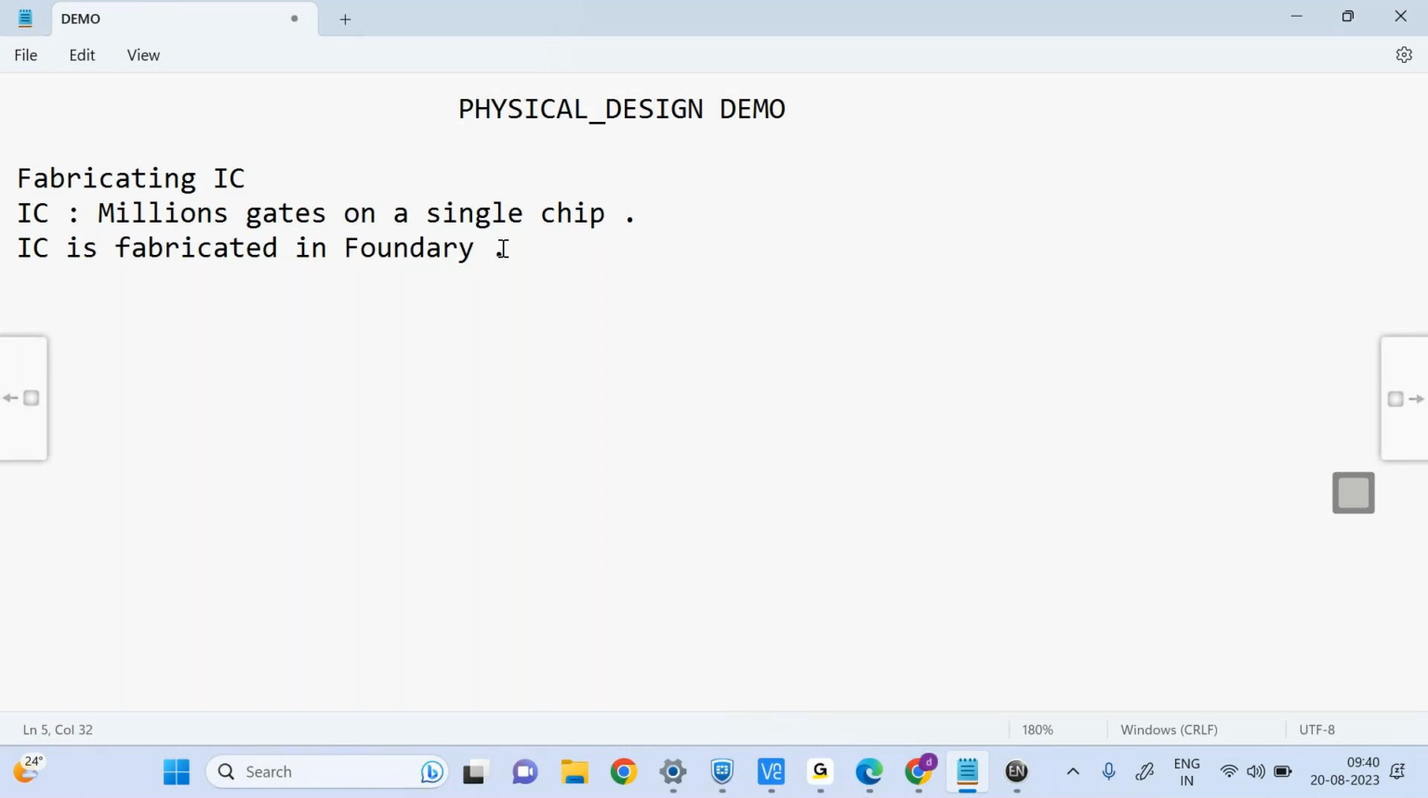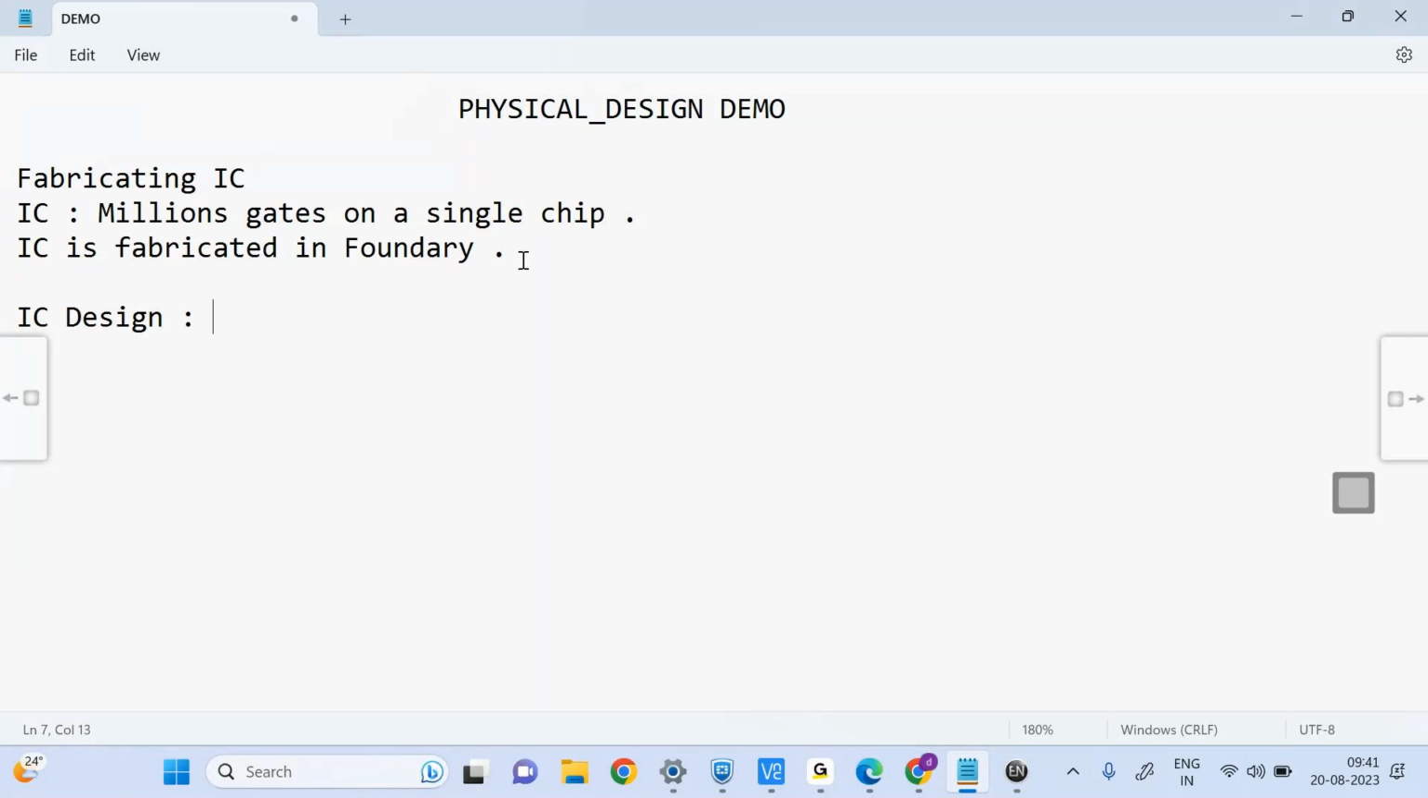Then why do electronics engineers have jobs when they don't have them in the foundry? In the foundry the IC is fabricated, but I say that more than knowledge about electronic circuits, you should have more knowledge about chemical reactions. Then where do we have jobs? See, we have jobs in IC design. So we are involved in IC design.